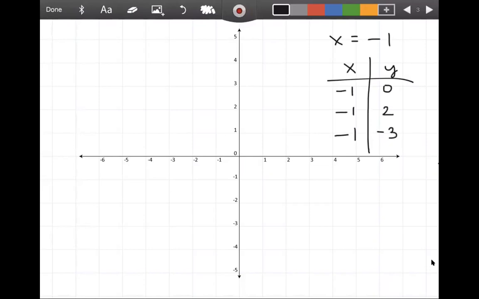Okay. All right. So if I go to plot those points, -1, 0 means 1 to the left, but don't go up or down. -1, 2 means go 1 to the left and go 2 up. -1, -3 means 1 to the left and 3 down. All right, so notice that those points all form a vertical line.